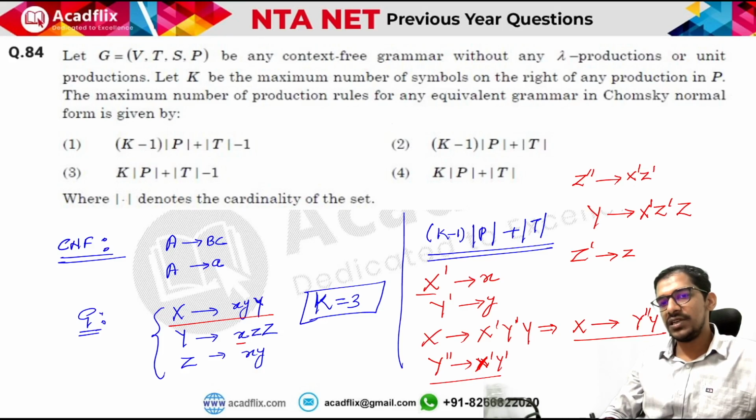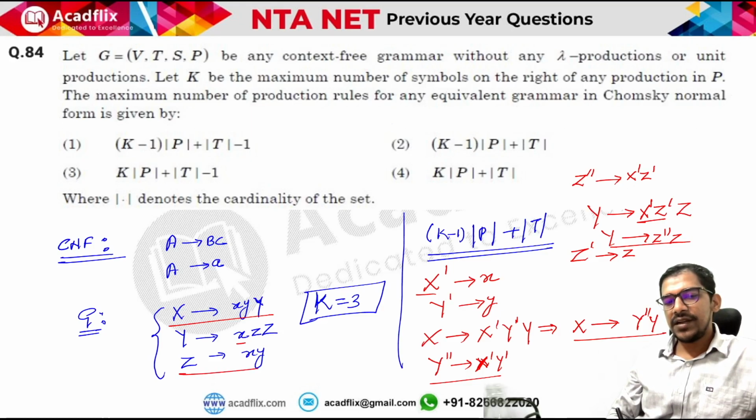So now we can put this Z'' here. So this production rule becomes Y → Z''Z. So now this production rule is in the CNF. Now the next production rule is Z → XY.